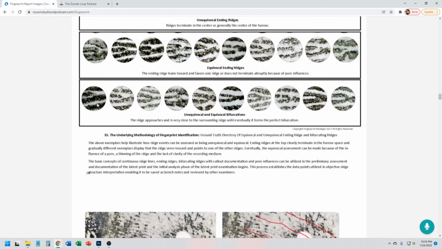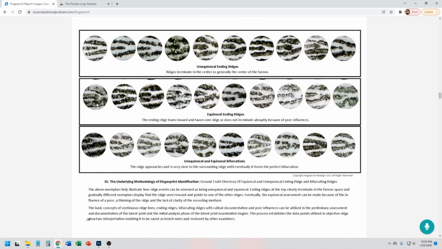Which, by the way, you and I have said elsewhere, we're not fans of categorizing a ridge ending or a bifurcation because there isn't really ground truth. Under different pressure conditions or other distortions, a characteristic could be a ridge ending or a bifurcation. In fact, it can be both depending on the pressure conditions. So we're not real fans of doubling down and saying this is that or that. We recognize it is a ridge event.